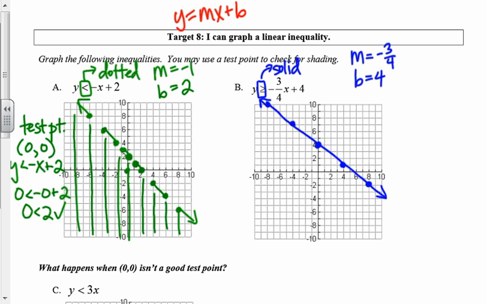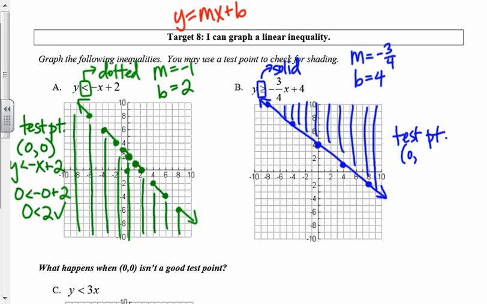Now on this one, it says y is greater than or equal to the expression. So since it says y is greater than, that means we're going to shade above. That was that second method I showed you on the last problem. But remember, you can always use the test point method. So again, just (0, 0) is a really easy one to use.